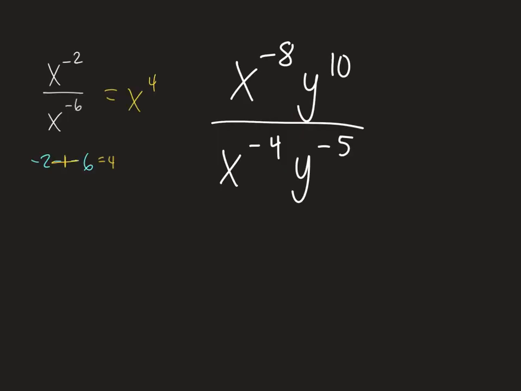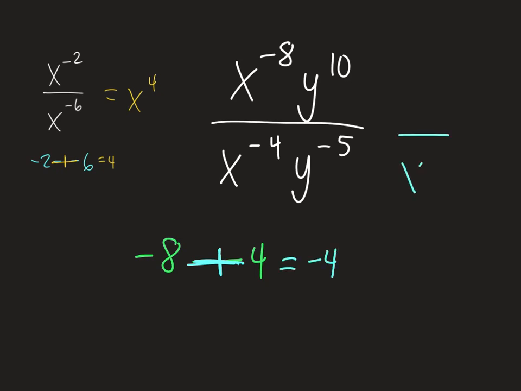All right, let's try another one. So I've got a negative 8 and a negative 4. I'm going to write it out so I don't make any mistakes. Negative 8 minus negative 4. 2 negatives in the middle make a plus sign. Negative 8 plus 4 is negative 4.